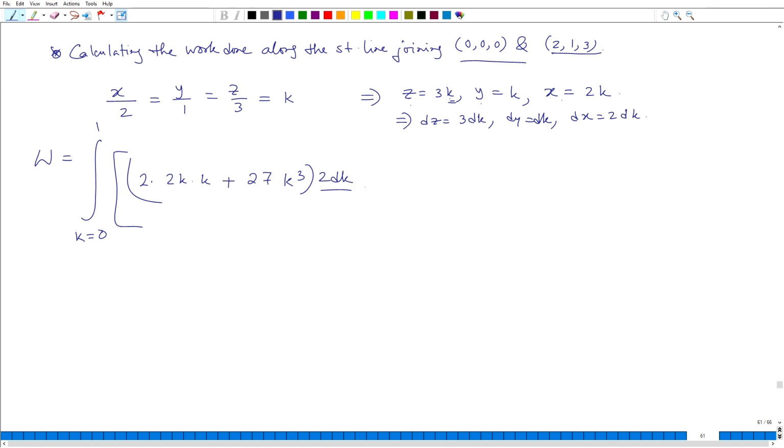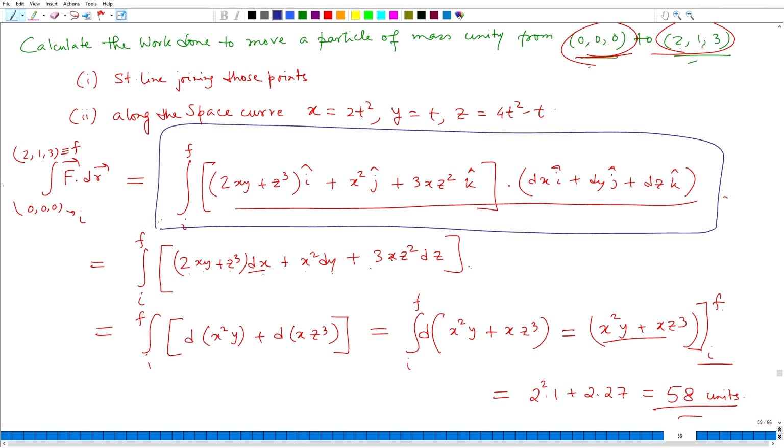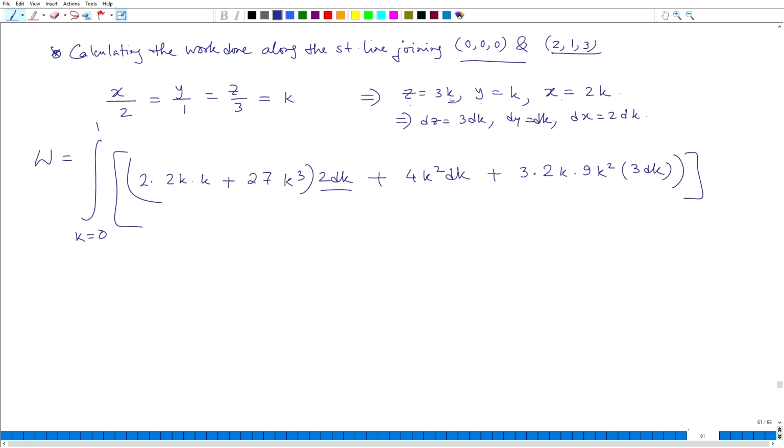Okay. So, another term will be 4k square dk plus 3 times 2k times 9k square times dz, which is 3 dk. Okay. Here what I have just done is, I have just written this expression in terms of k. Okay. If I do this, then you do this calculation again properly, you will have integration 0 to 1.